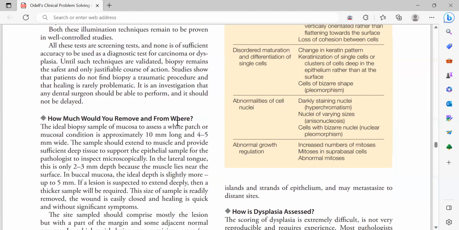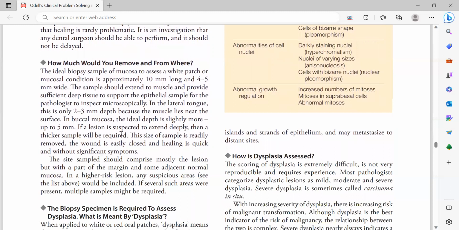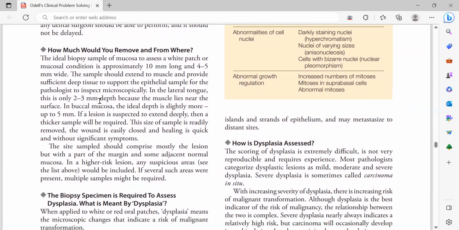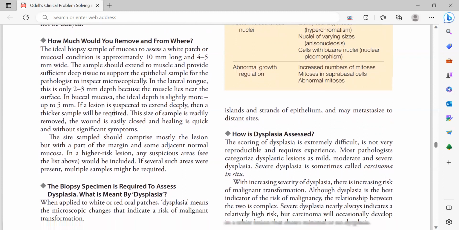How much would you remove? This is not for us, because according to TG we are not really the right individuals to do the biopsy, but still if you want to study, you can learn, just for your knowledge. When you need to take a sample, it should be 10 millimeter long and 4 to 5 millimeter wide. Okay, and it should also contain the normal area and the abnormal area.